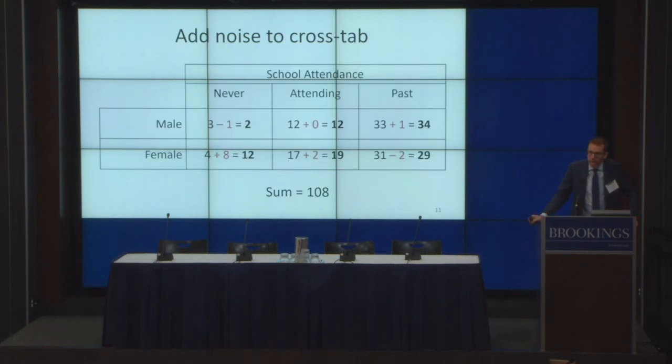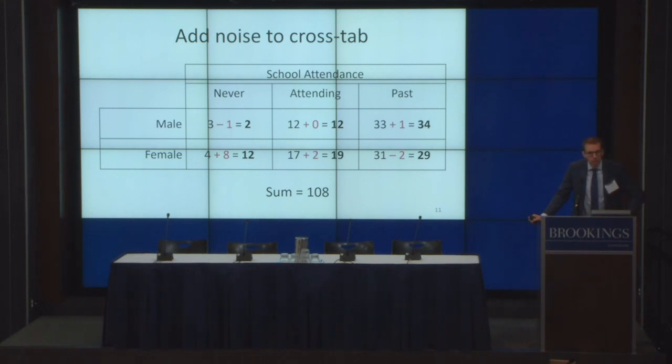I then add that noise to each cell in the cross-tabulation. So for male never attending, we subtract 1, and we get 2. For female never attending, we've tripled the value. In the true data, we had 4 responses. Now, after doing differential privacy, we have 12. Some of the other values stay the same. Male attending was a 0, so we have the same number.